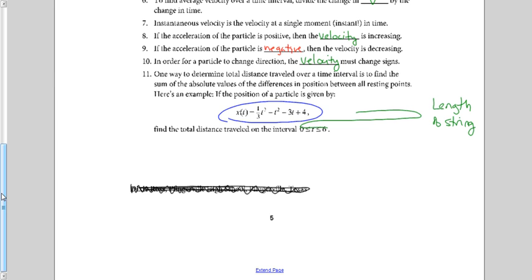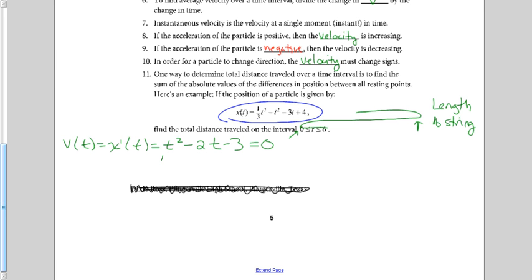So start with my position, which is right here. And I need to find where it stops. And that is where my velocity is 0, here and here. I've made up that graph, by the way. So let's find our velocity, which is going to be my derivative, which is going to be t squared minus 2t minus 3. And I really want to know where the velocity equals 0.